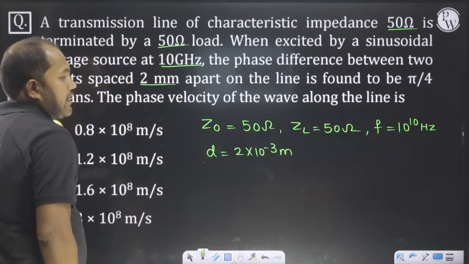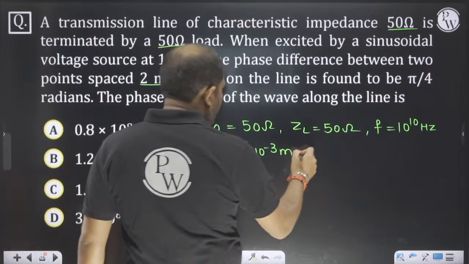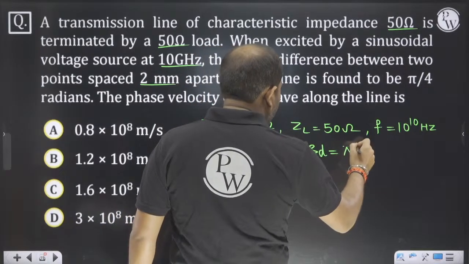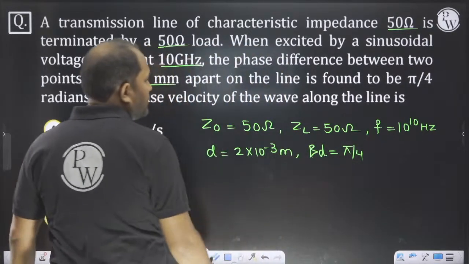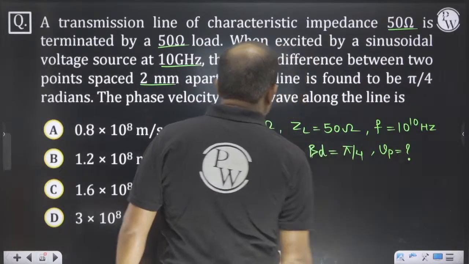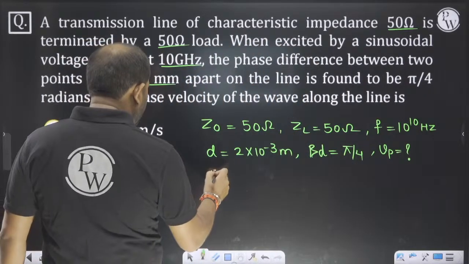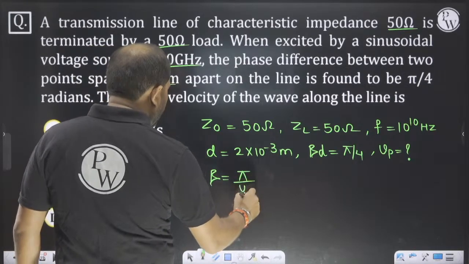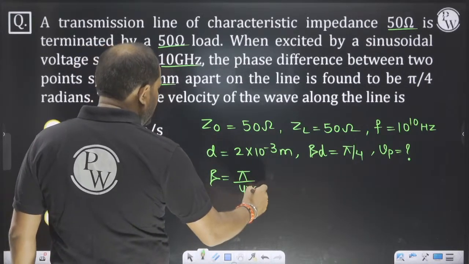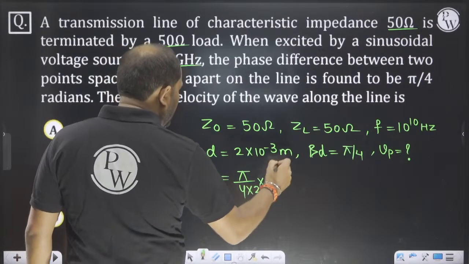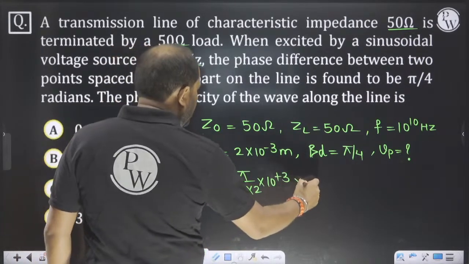Then they have given phase difference. Phase difference we know is beta d, and beta d is equal to pi by 4. They are asking phase velocity. Phase velocity will be equal to what? So beta we know is pi by 4 divided by d, that is 2 into 10 to the power minus 3. So minus 3 becomes plus 3, and unit will be radian per meter.